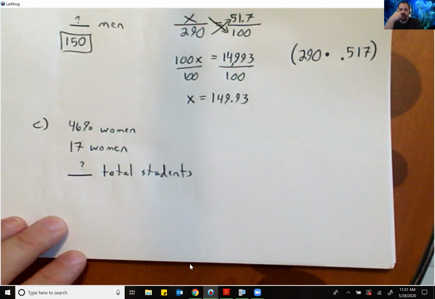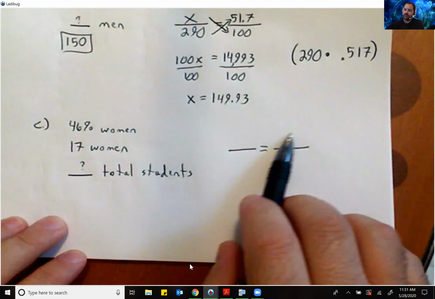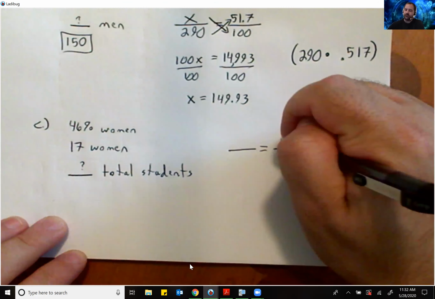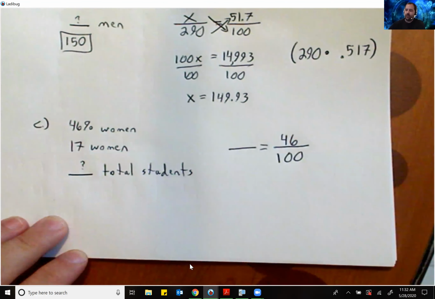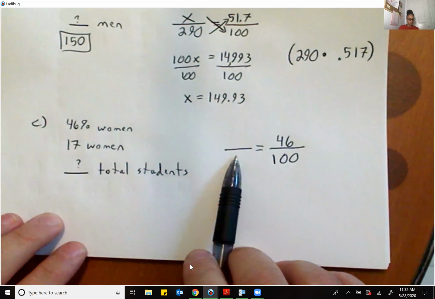Could we just set up another proportion? Yeah, right? We know our percentage. How much is the percentage? 46. And percentages are always over 100. Do we know the total? No. So that's X.